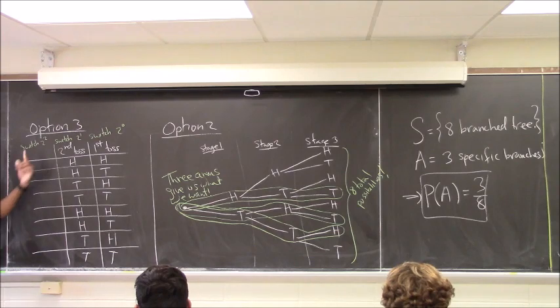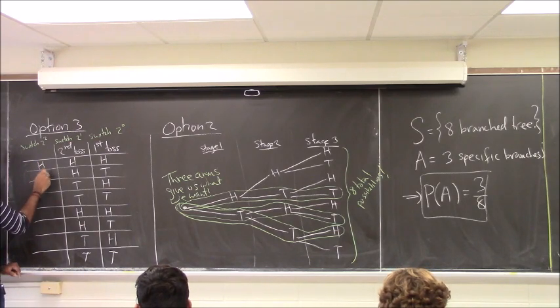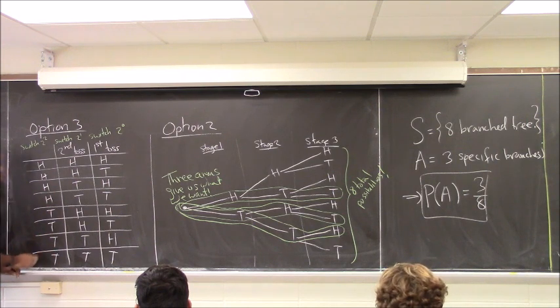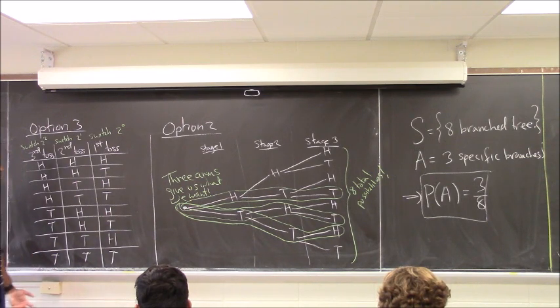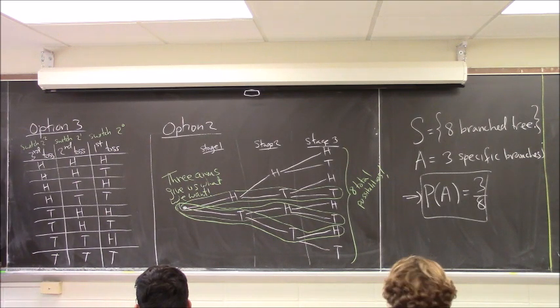Now I'm going to switch every 4 times. 4 H's, 4 T's. That's my third toss. That would ensure that you would hit all possibilities. And again, similar to the tree, you're going to pick the possibilities that you want.